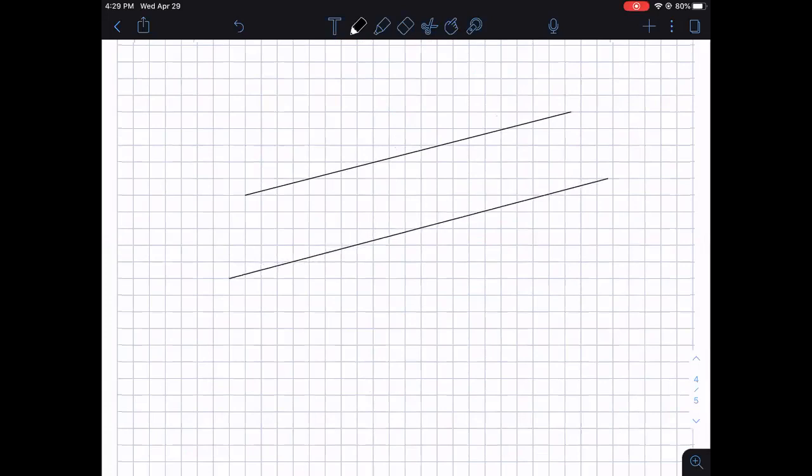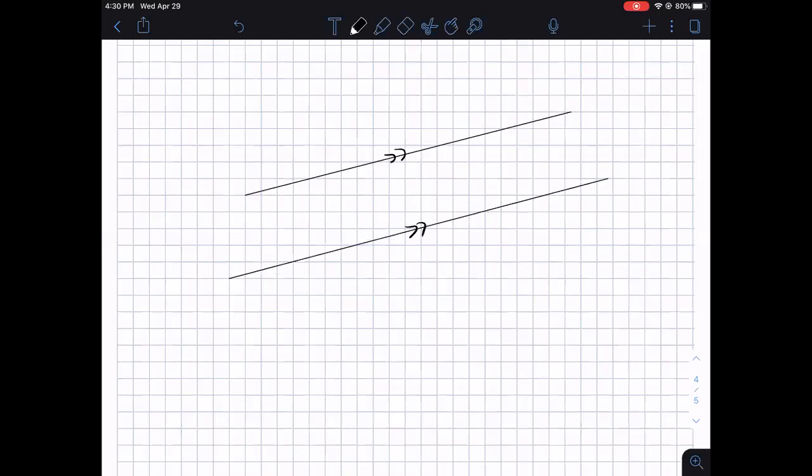Okay, so first of all, Charlie already defined what parallel lines are. They're two lines that would never intersect. So consider these two. We could extend them forever, but they never meet. Yeah, Emma already said the definition in the chat.